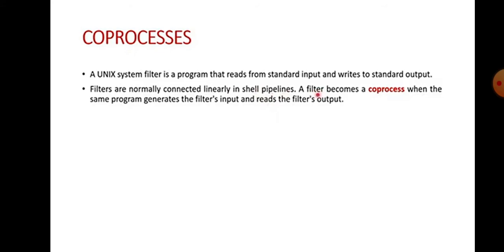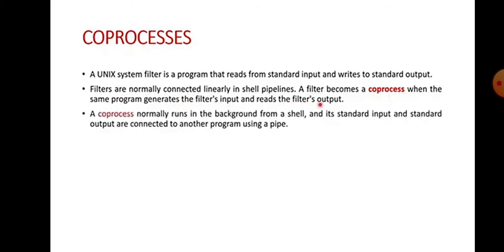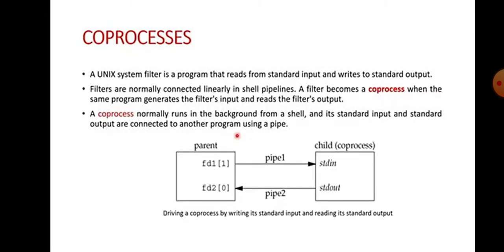A filter becomes a coprocess when the same program generates the filter's input and reads the filter's output. This coprocess normally runs in the background from a shell, and its standard input and standard output are connected to another program by using a pipe. We will look at the pictorial representation so we get a very clear idea. Here I have a parent and a child, and this child is considered a coprocess because the same program generates the child's input and reads the child's output.